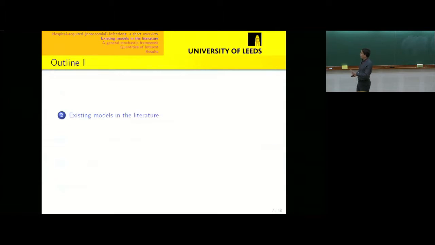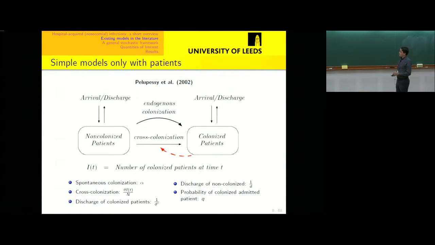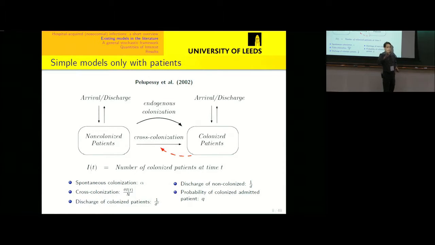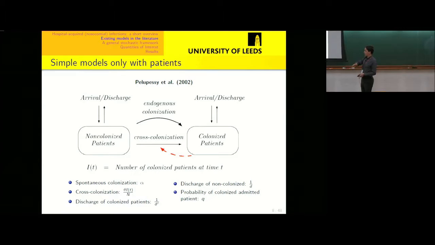Let me give you an overview of models that you can use to analyze these infections. So the first model is this one. This is like the most basic model that you can consider for hospital-acquired infections. This could be for a bacterial infection, for example, happening in a hospital. You have your patients in your hospital. Patients are classified in two states. They can be non-colonized or colonized by the bacteria.